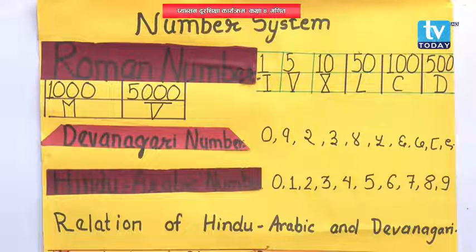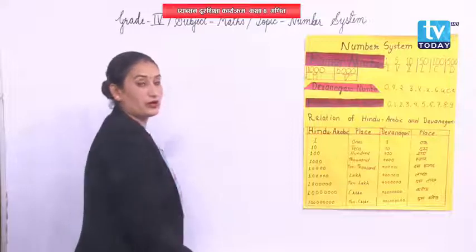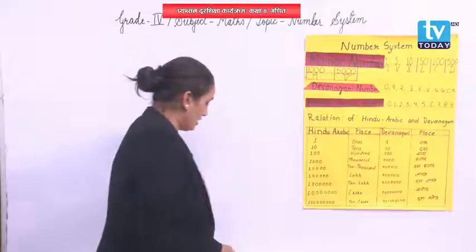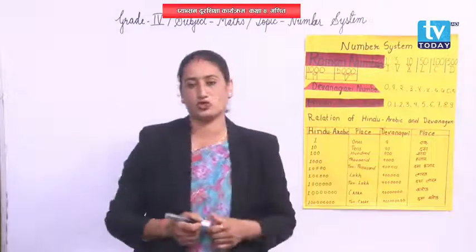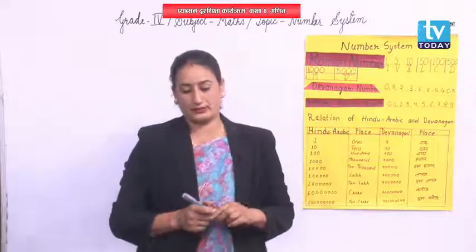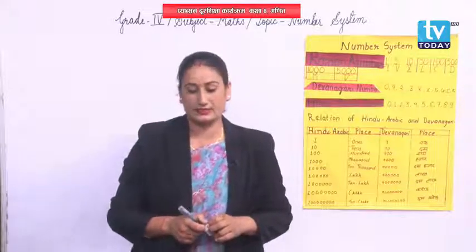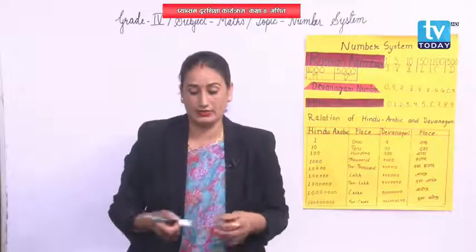Okay, first let's have a look at the place value. Last time I have already taught you how to write it. So, before writing the place value, I just want to give you a short definition on it. Place value means what? The position of the digits, may be ones, tens, hundreds, thousands, etc.